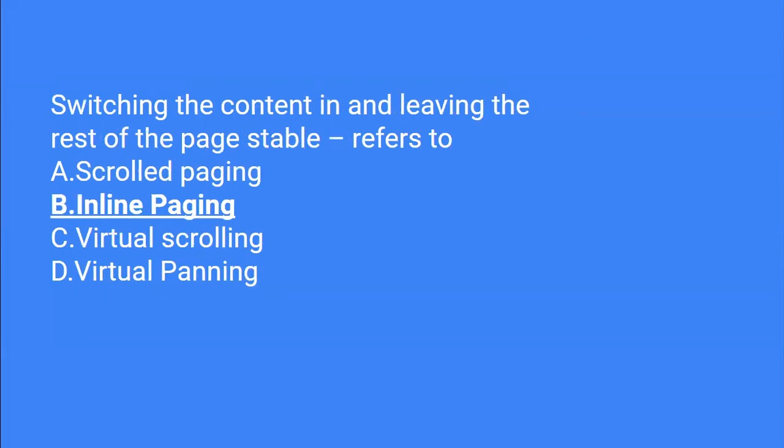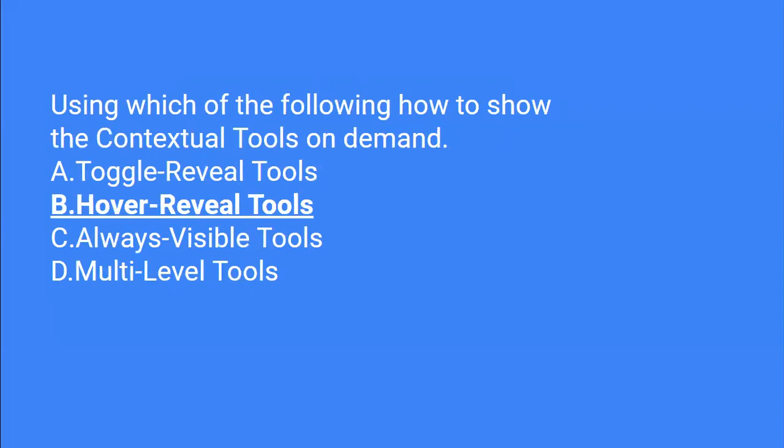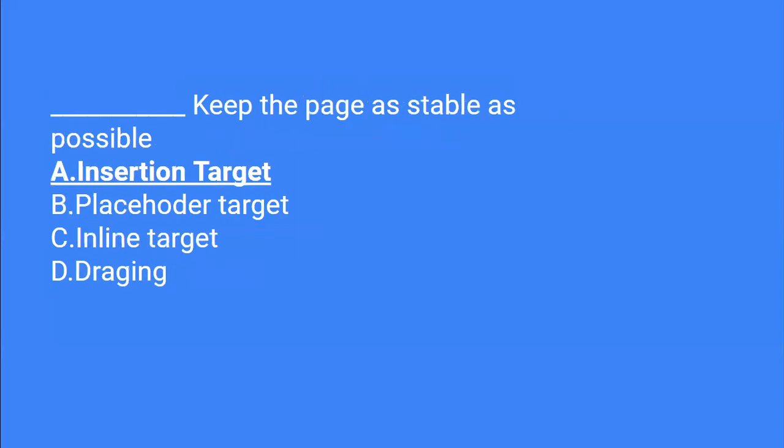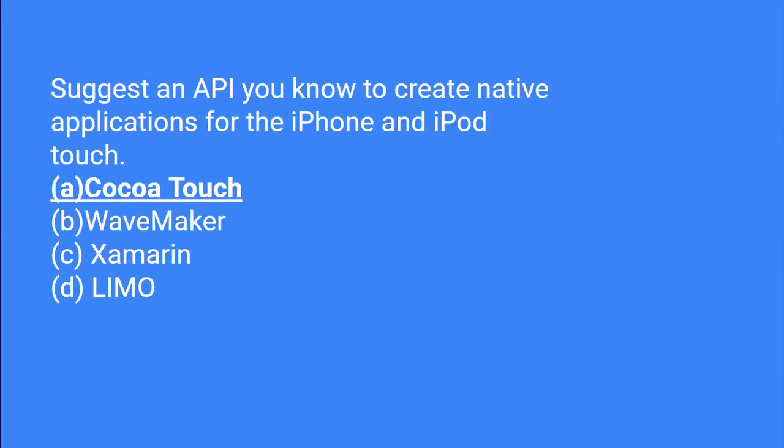Switching the content in and leaving the rest of the page stable refers to, scrolled paging, inline paging, visual scrolling, visual panning. The answer is inline paging. Using which of the following do we show the contextual tools on demand? The answer is hover reveal tools. Dash keeps the page as stable as possible. The answer is insertion target.